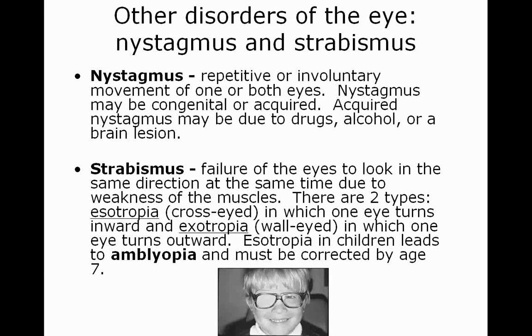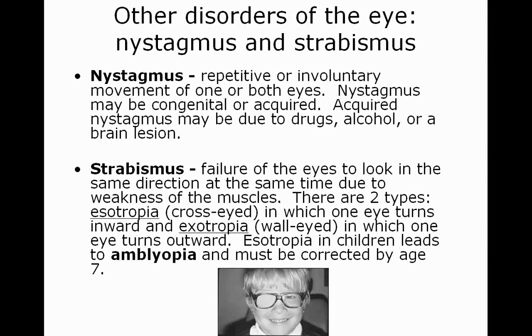Now with strabismus, the person will often develop amblyopia, which is called lazy eye. So this is common in children, somewhat common. If it's going to occur, it usually occurs in children. It's a weakness of the muscles. The strabismus is the weakness of the muscles, but because of the strabismus, if this is not corrected at an early age, the person will become blind in one eye.